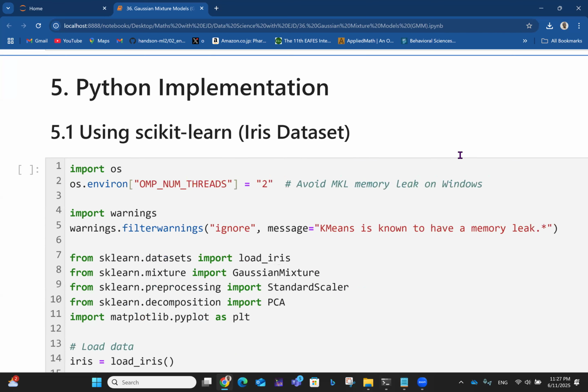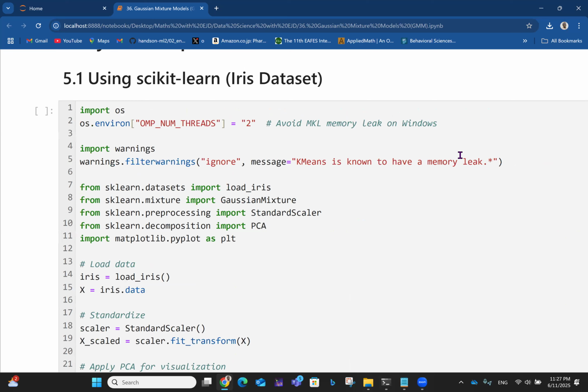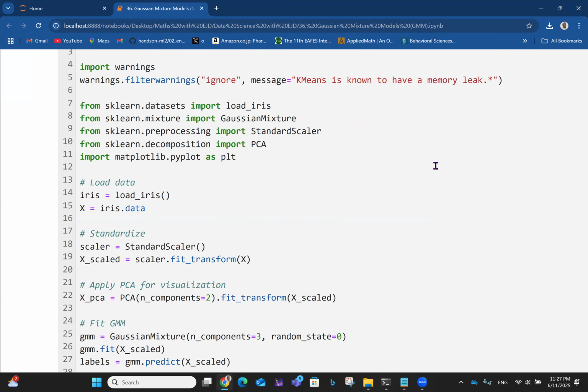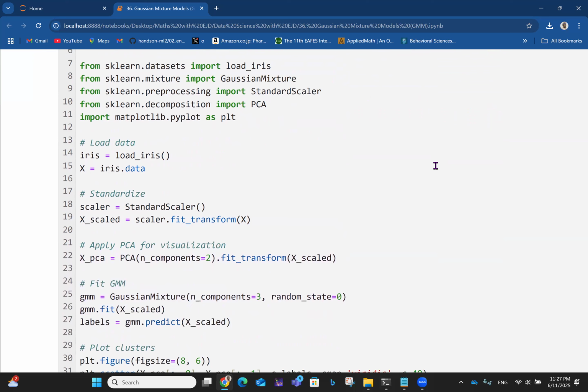So let's talk about the Python implementation, using scikit-learn on the iris dataset. That's what we're doing here. Of course, lines 1 to 5, because we have a kind of comparison with k-means clustering, are used to suppress a particular error about the MKL memory leak on Windows. Then, of course, you import the necessary libraries. Scikit-learn all the way, and then we need matplotlib for visualization. So you need the iris dataset, GaussianMixture, that's our model, StandardScaler for preprocessing, and PCA for visualization.